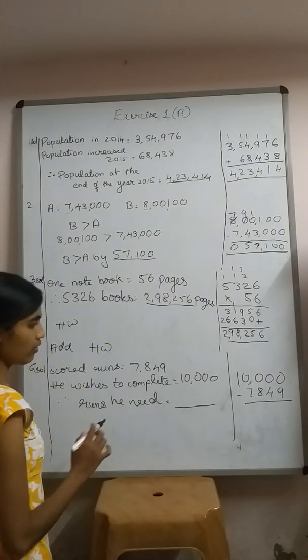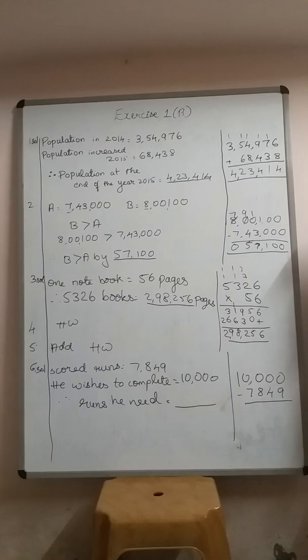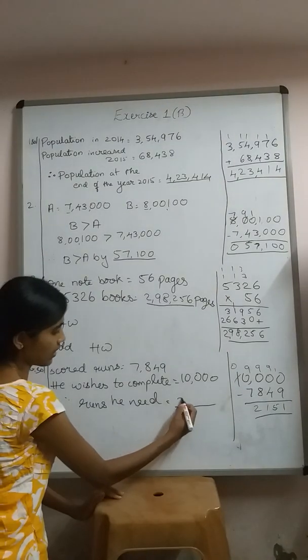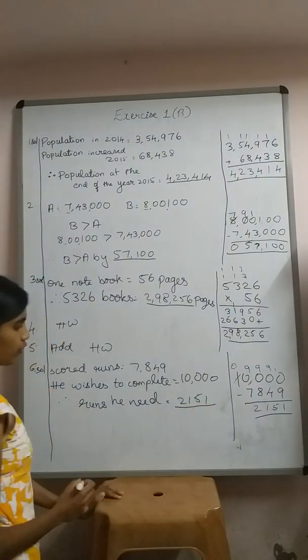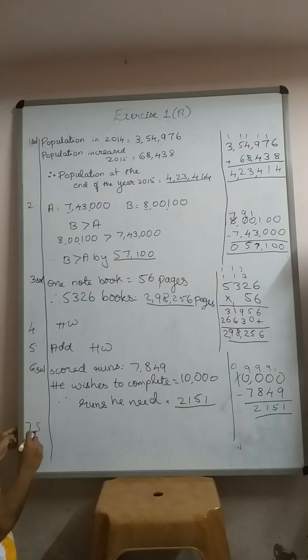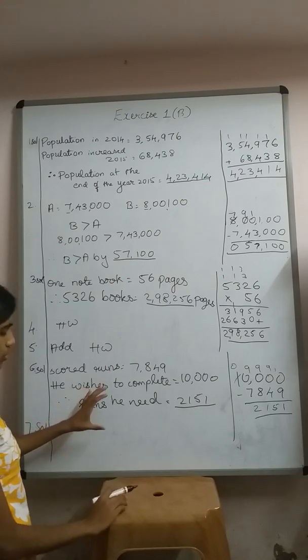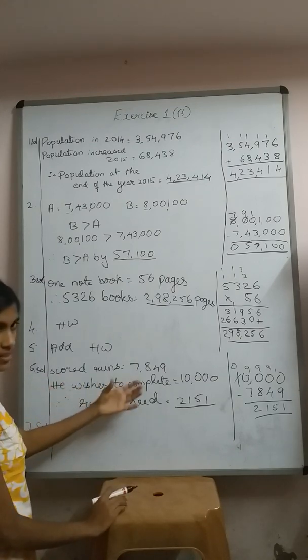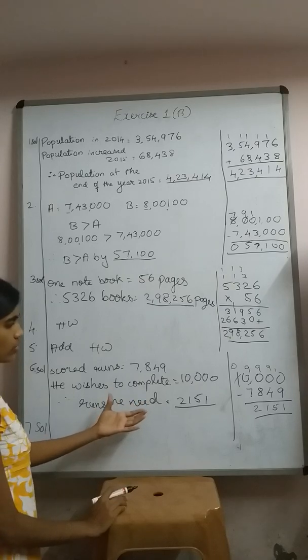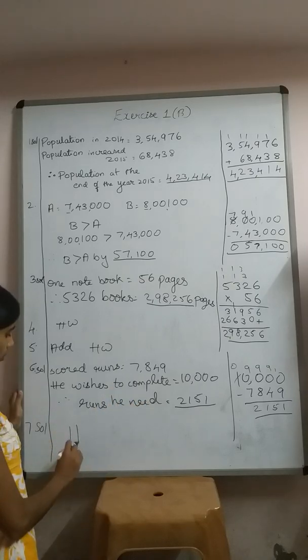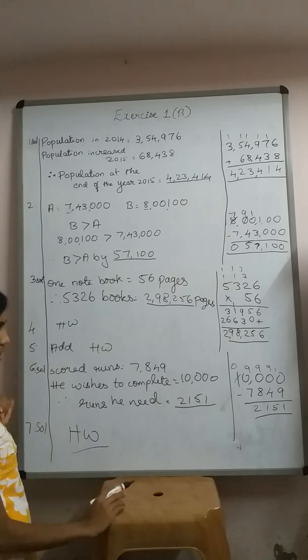Now let us solve the subtraction. So we have the answer 2,151. We have the 7th question, which is the same as the 6th. As we have solved the 6th, you can solve the 7th one. You refer to the 6th one and you can solve. So it is your homework.